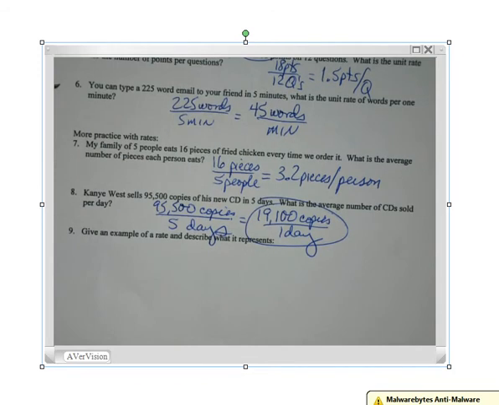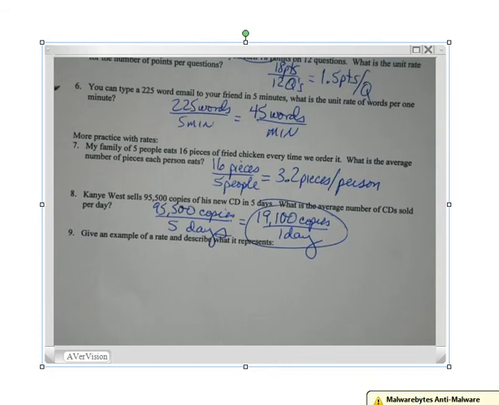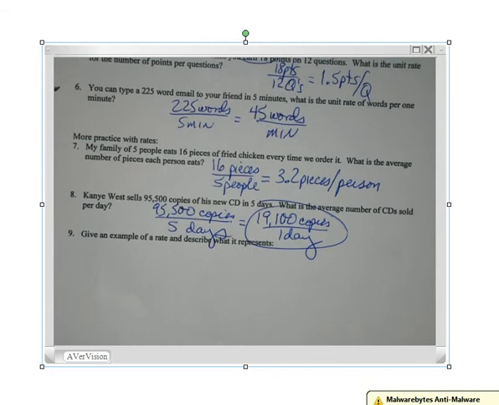Okay, 9 I'm not doing. Now, here's where we're going to take a deep breath, because we're going to add something to this on the other side. Okay.